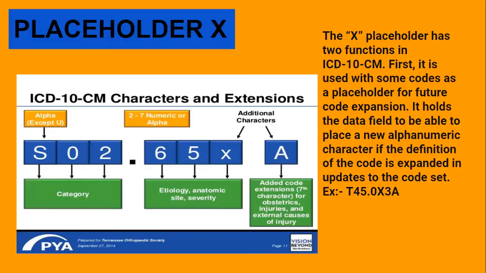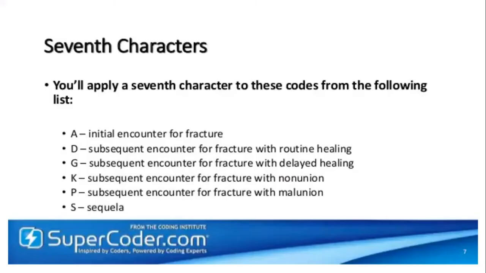has to go in the place if you need an additional character. Now, you see the character A. I'm going to go a couple of slides. These are 7th characters, and you'll apply a 7th character to these codes from the following list. You would do A, which is the initial encounter, D, subsequent encounter, G, subsequent encounter and delayed healing. They all say something a little bit different. K is subsequent encounter for fracture with non-union. P, subsequent encounter for fracture with malunion, and S is sequela.